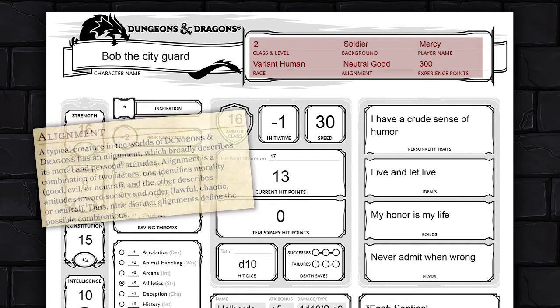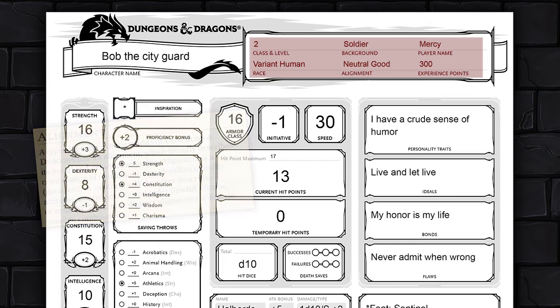Next to the race is the alignment, and Bob is actually gonna be neutral good. Why? Because, well, yeah, I mean, there are these laws that he's supposed to protect, but he's also kind of shady sometimes. Guards like to do these things like gambling and cockfights and other shady stuff. So he's not exactly the paragon of the group, but he gets the job done. Bob is a multifaceted guy.